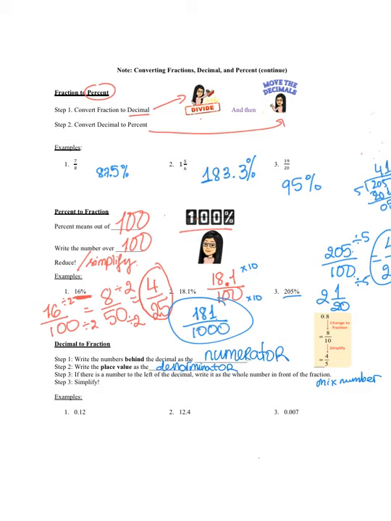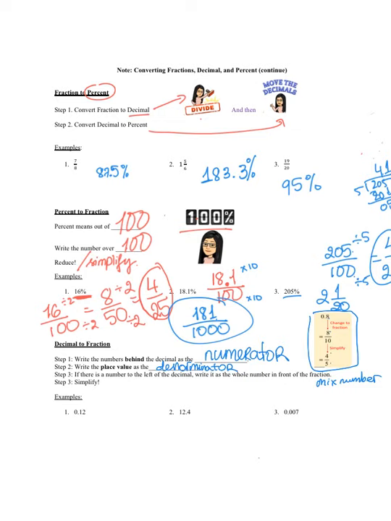So for example, look at the yellow one right here. 0.8. So the number behind the decimal is the numerator, 8. The denominator is 10, because this is the place value. This is the 10s place, right? So you write out 10. So 8 over 10, make sure you simplify it to 4/5.